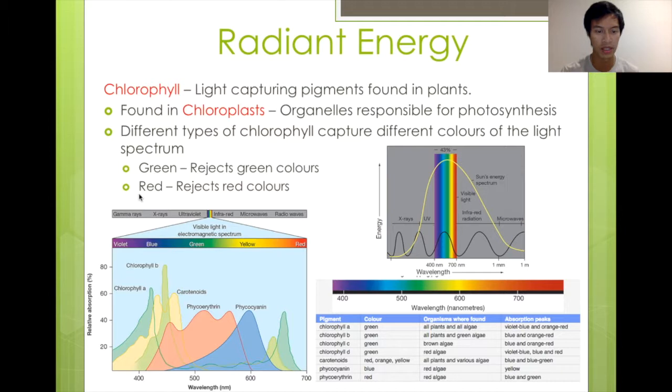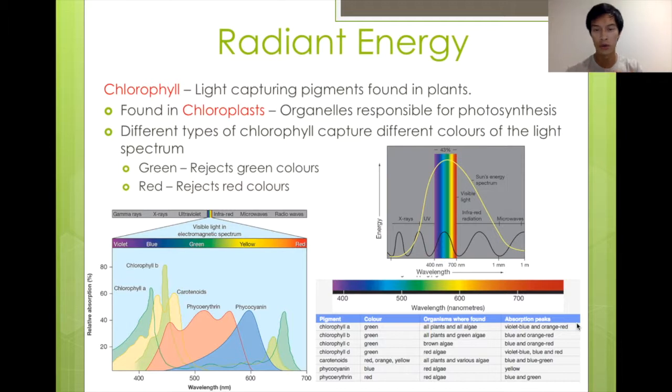Red chlorophyll pigments, however, will do the opposite, and they will absorb in the red, like for example this one here, right? And then they will reject the other colors, and so therefore they might appear the color red because it rejects the color red or the color violet or something like that. Here's a table showing the different types of pigments and their absorption peaks.